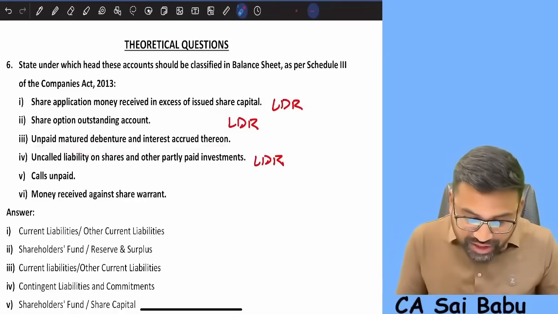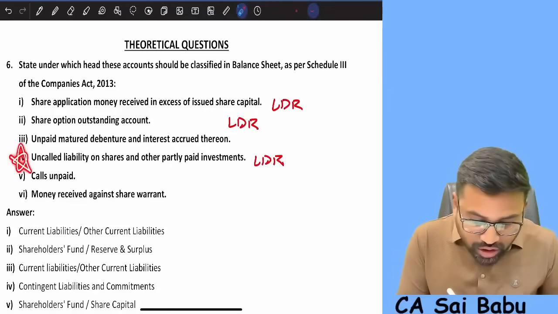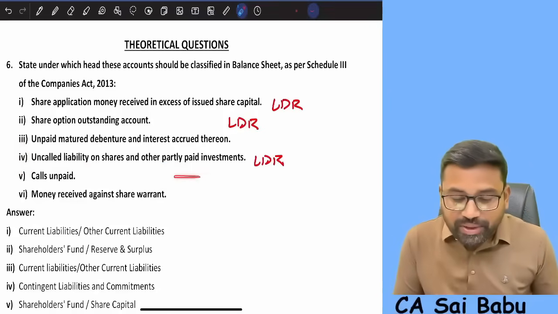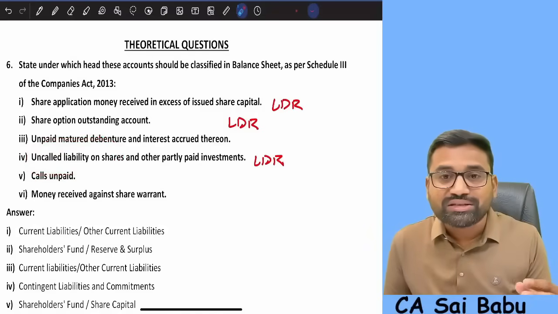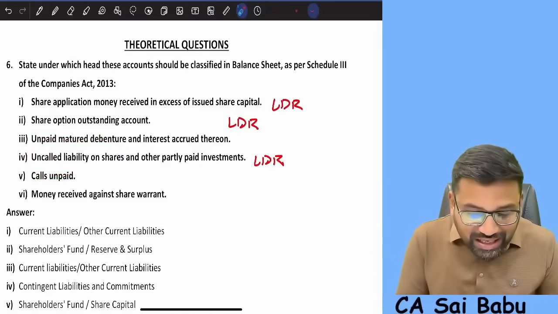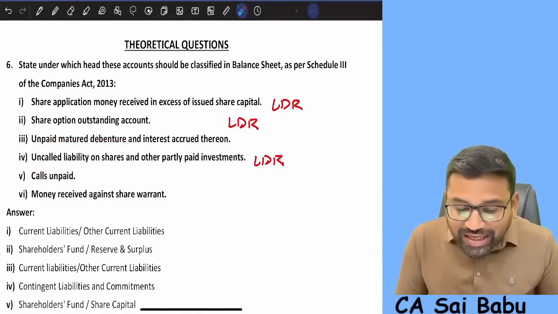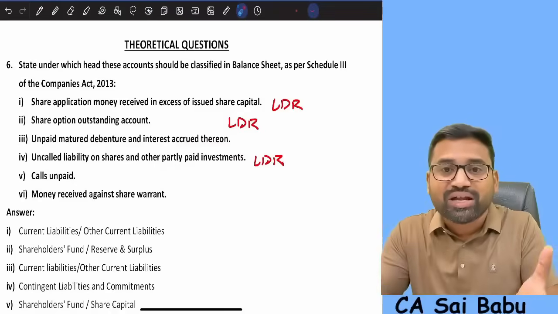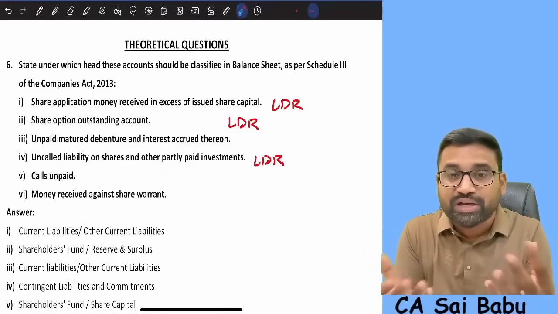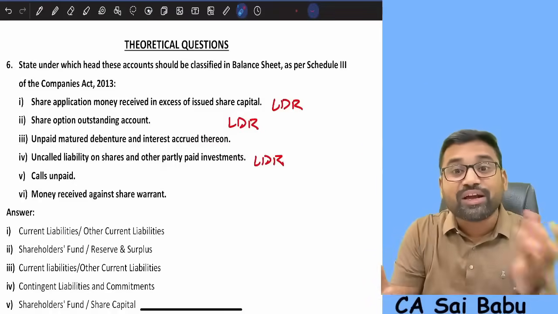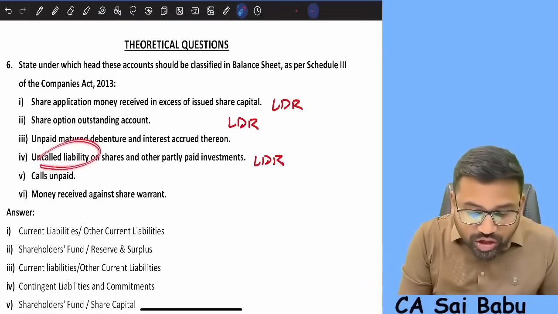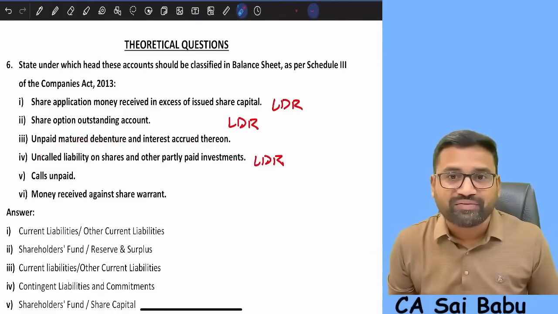Now this one is very, very important. Uncalled liability on shares and other partly paid investments. The moment you see uncalled liability on shares, most students think it is call scenarios. No, this is uncalled liability on shares and other partly paid investments. Your company or your business has made an investment. In respect of that investment, if the other company where you invested makes a call, you need to pay. That is called uncalled liability on shares and other partly paid investments.